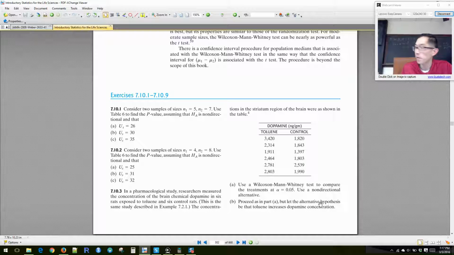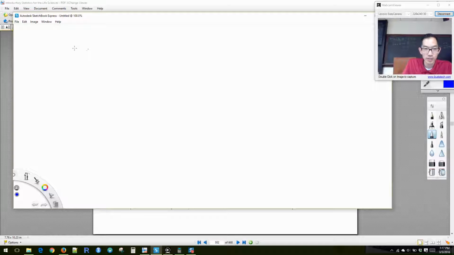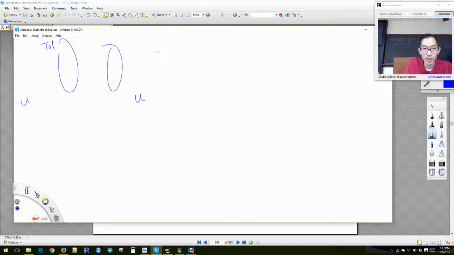Yeah, and you get the same p-value. Well, okay, you would not. You would actually get the complement of the p-value here. So basically, you have your data, and then you get your U statistic over here, and then you get your U statistic over here, right? And this is toluene, and the other one is control. I don't know what these numbers came out to be.